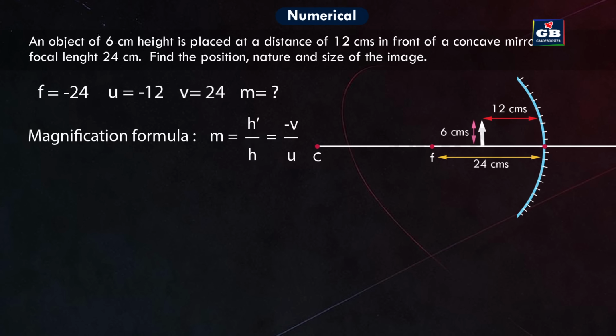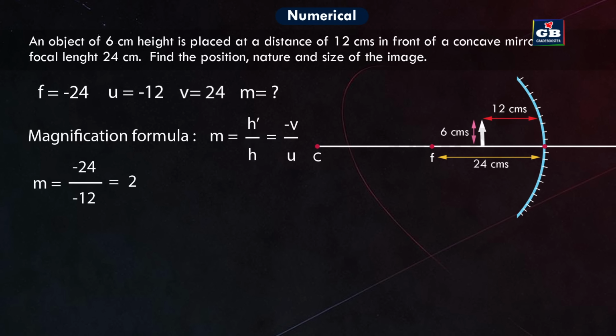Let us substitute here. M is equal to minus V, that is image distance, 24, by object distance, that is minus 12. So minus 24 by minus 12, that is 2. So the magnification of the image is 2. That means that the image is 2 times bigger than the object.